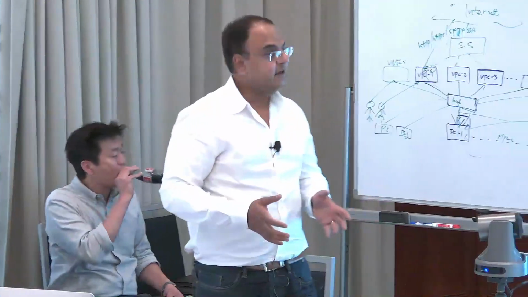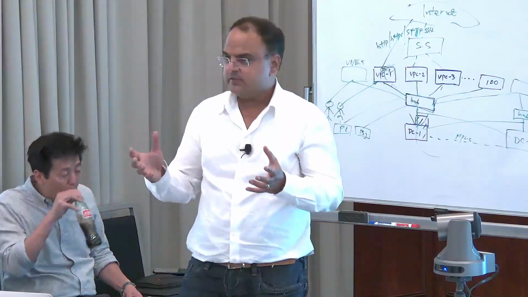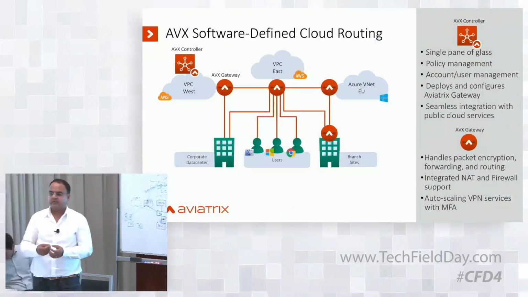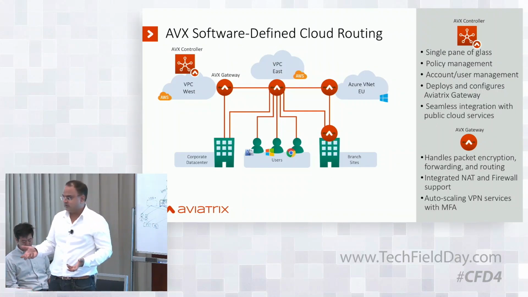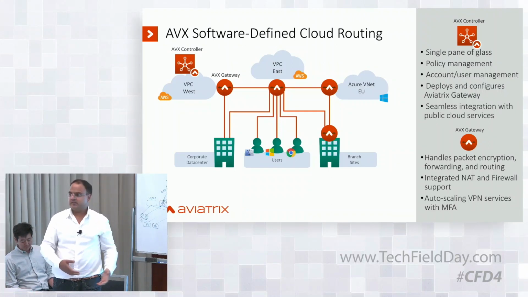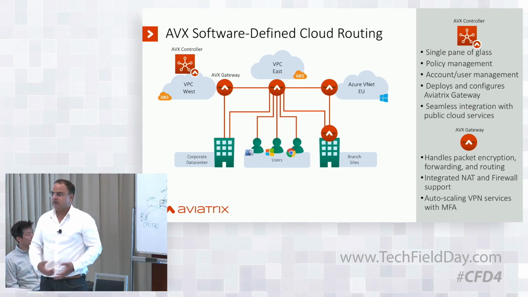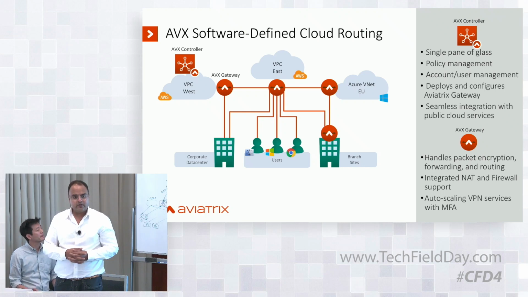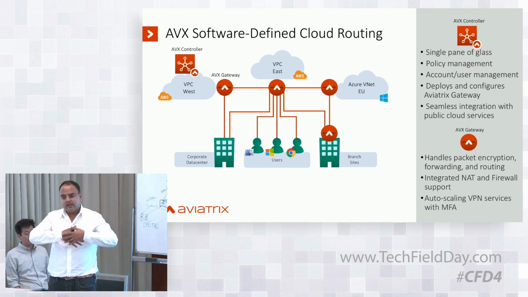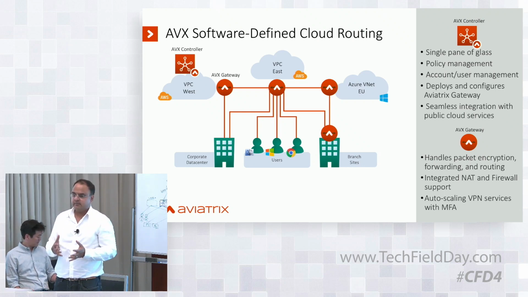Aviatrix software-defined cloud network. We have two components. We have the controller, and we have the gateways. Gateways are basically routers. These are the cloud routers or software-defined cloud routers. These routers sit in your VPCs, in your VNets, in your Google Cloud projects, and using the central controller, or AVX controller, which is where the brain is, all of these use cases are able to be built.